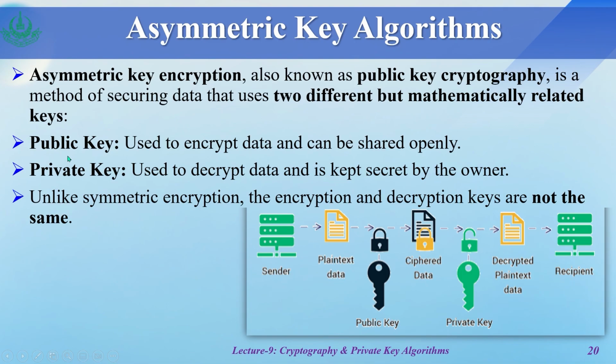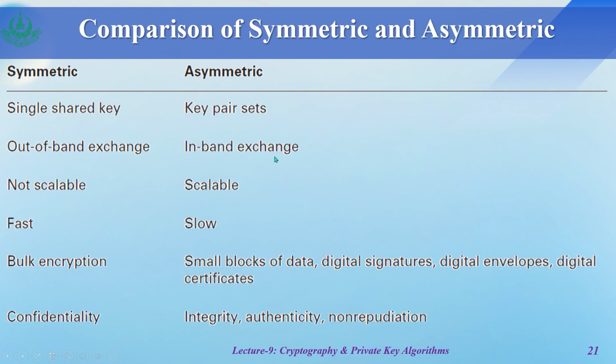Asymmetric key encryption also has keys, but there are two keys: a public key and a private key. The public key is used to encrypt the data and can be shared openly. The private key is used to decrypt the data and is kept secret by each owner. Unlike symmetric key encryption, the encryption and decryption keys are not the same.